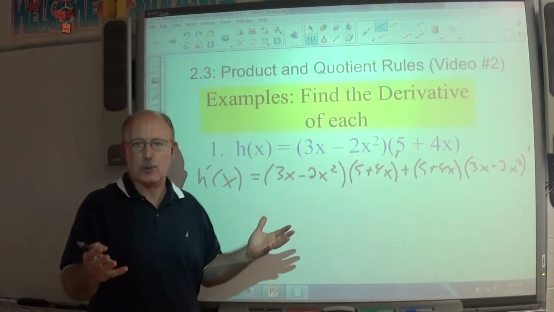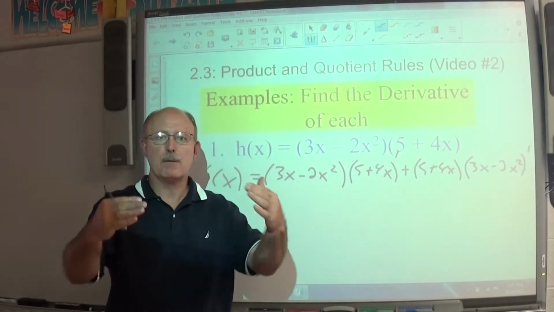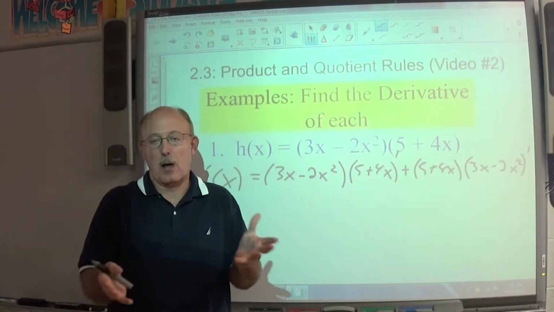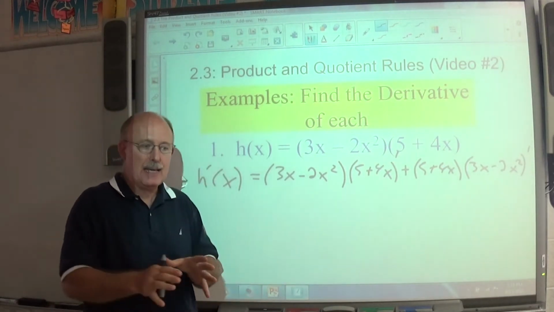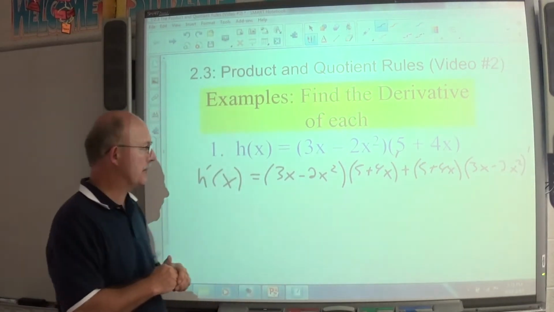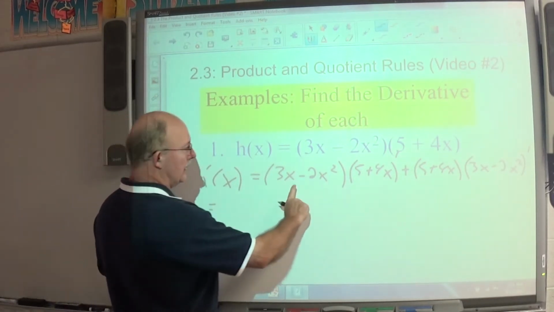A lot of times, getting the derivative is the easy part. I always thought when I took calculus, simplifying the expression was a lot harder, in some cases much harder than actually getting the derivative itself. This is where our algebra skills are going to come in. So let's get our derivative here.